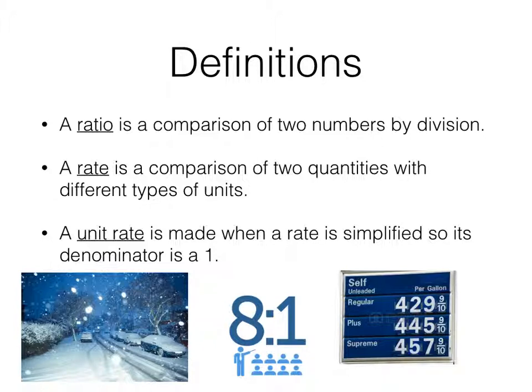So a ratio is a comparison of two numbers by division, and usually you show a ratio as a fraction, 5 to 2, 5 over 2, which is the ratio of 5 to 2. You can write it with a colon, or you can write 5 to 2, which is how you'd say the ratio 5 over 2. So a ratio is a comparison of those two numbers by division.